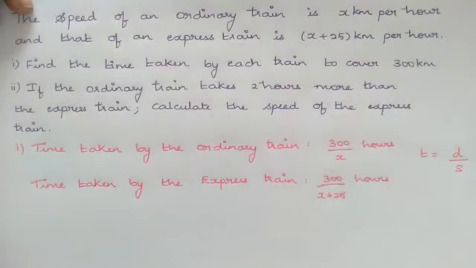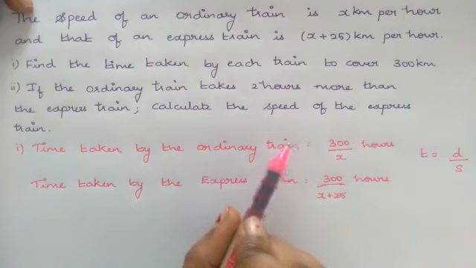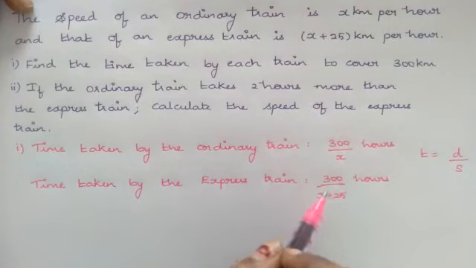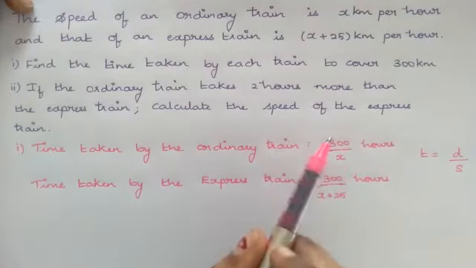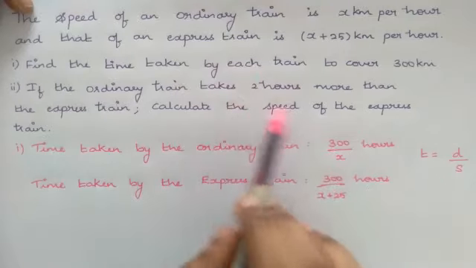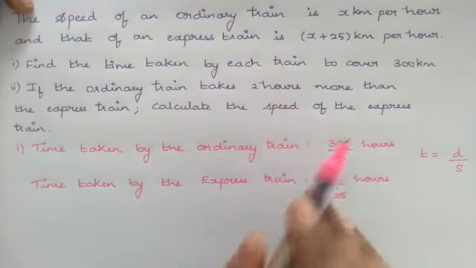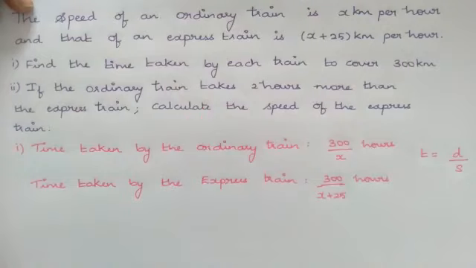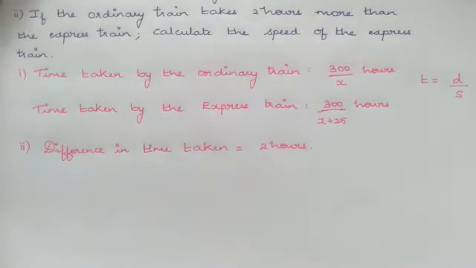Now we are entering into the next subdivision. Here, if the ordinary train takes 2 hours more than the express train, calculate the speed of the express train. That is, if the ordinary train is going to cover a distance in some 10 hours, in the sense, the express train will cover it in 8 hours. That is, the ordinary train's time taken minus the time taken by the express train is nothing but 2 hours. This is what is given. So we are going to form an equation with this given second condition. So the difference in time taken is 2 hours.